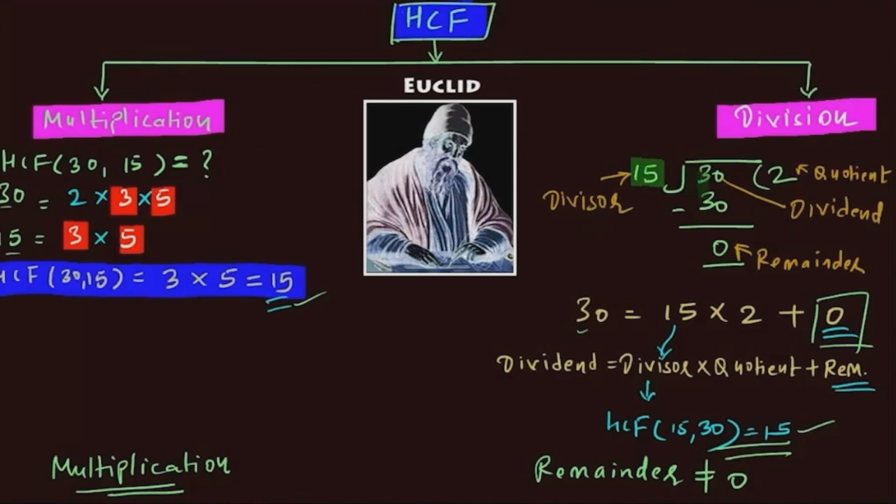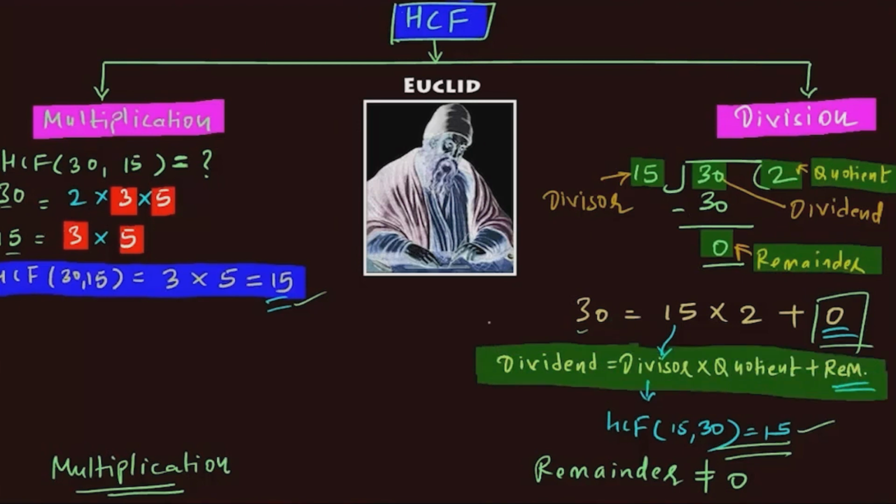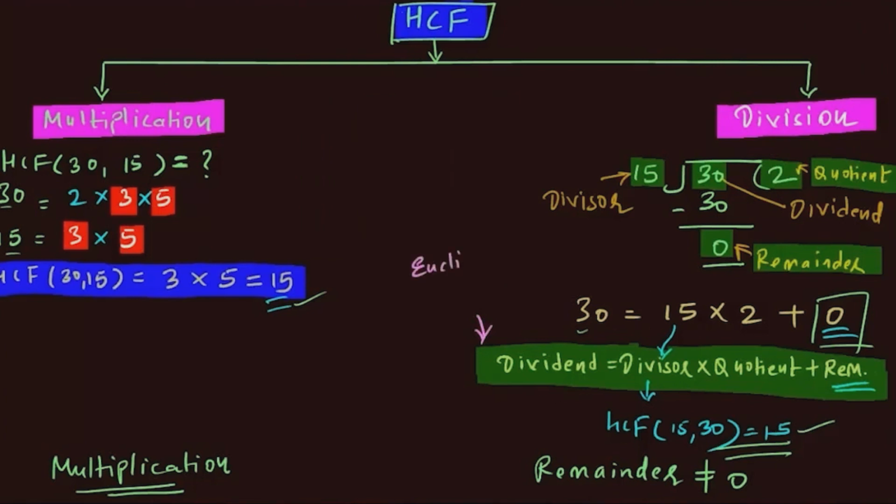And this is when the Greek mathematician Euclid came out with an idea. He said that whenever we divide any two positive integers, we get two more integers as quotient and remainder, and they can be arranged as dividend is equal to divisor into quotient plus remainder. This kind of representation is called a lemma in Greek, and since it was proved by the Greek mathematician Euclid, it is called Euclid's division lemma.